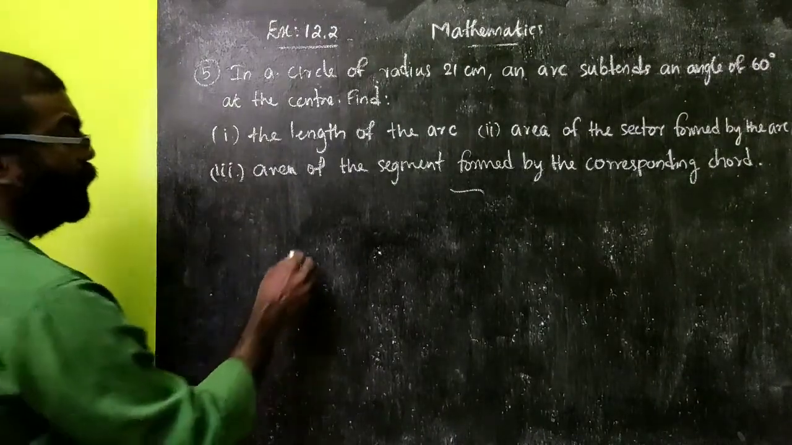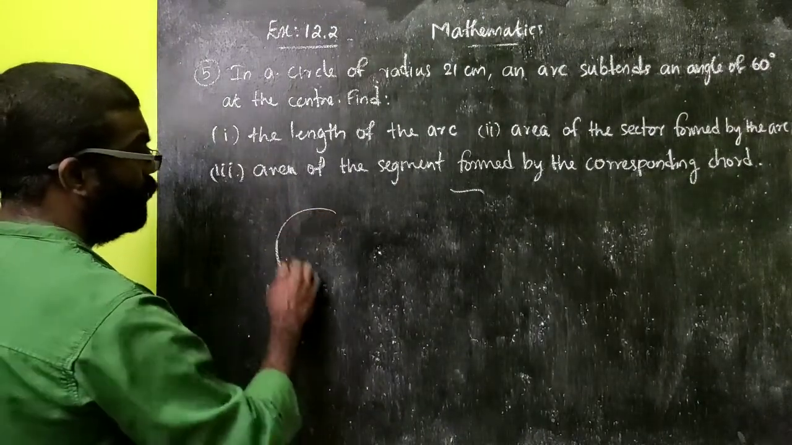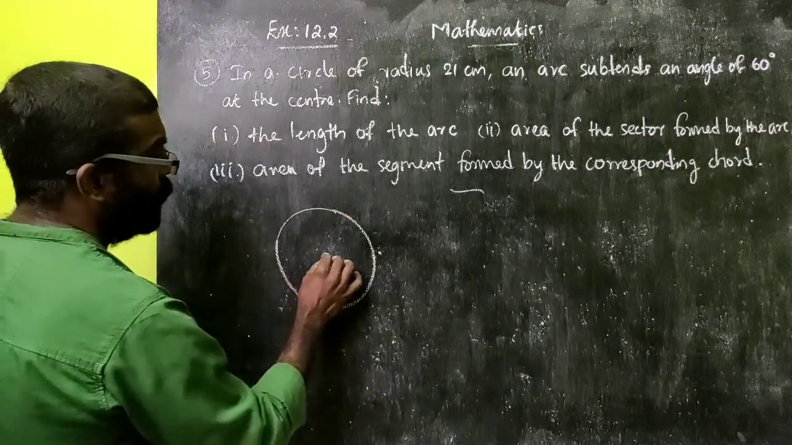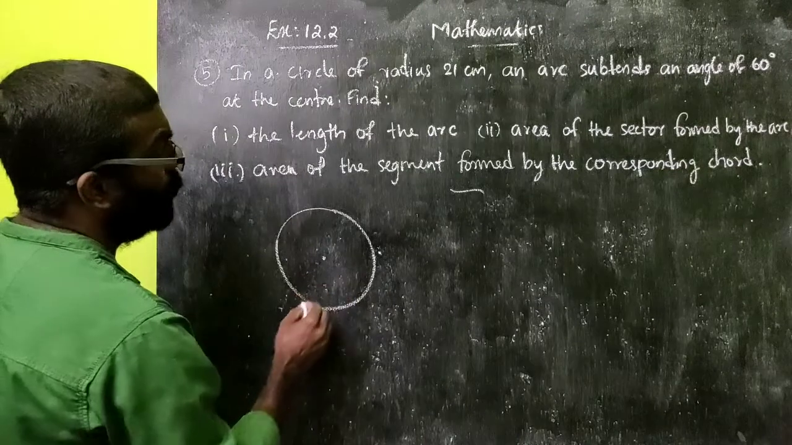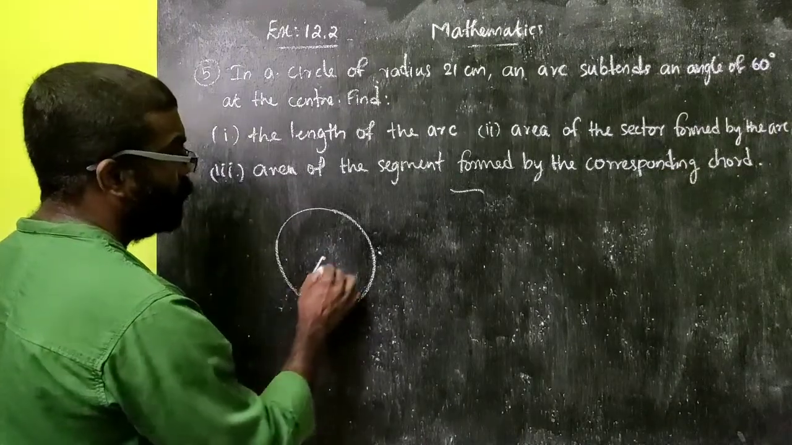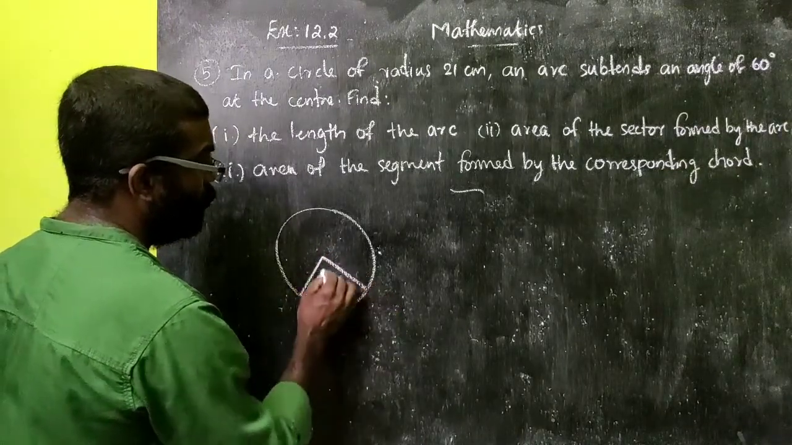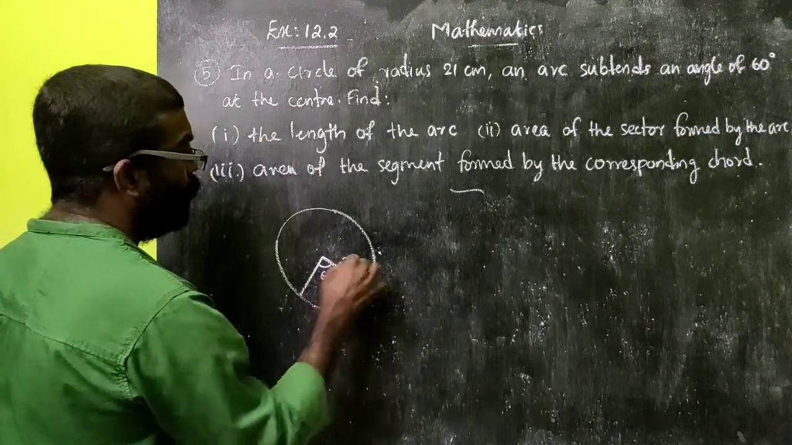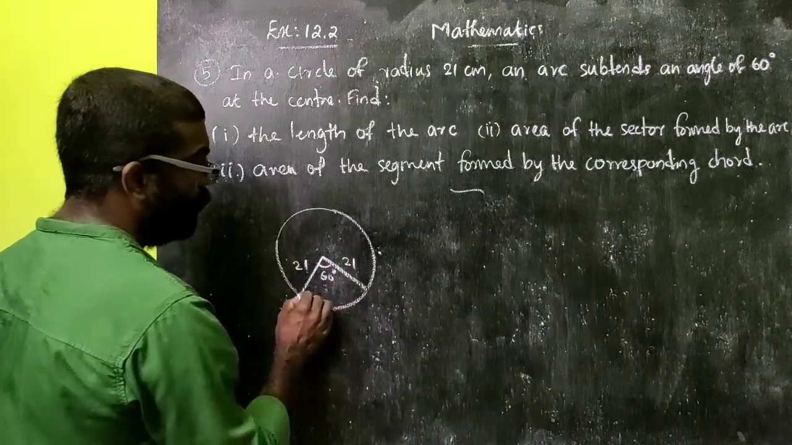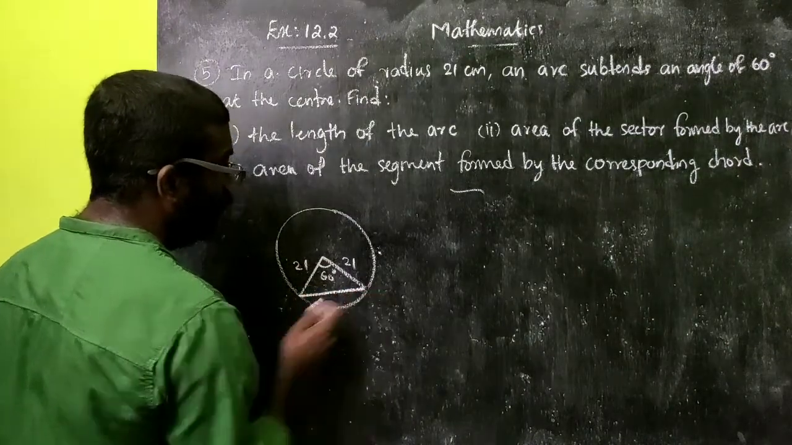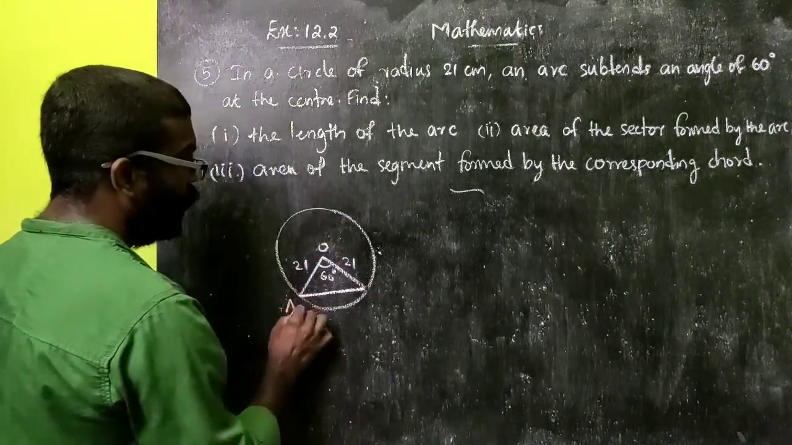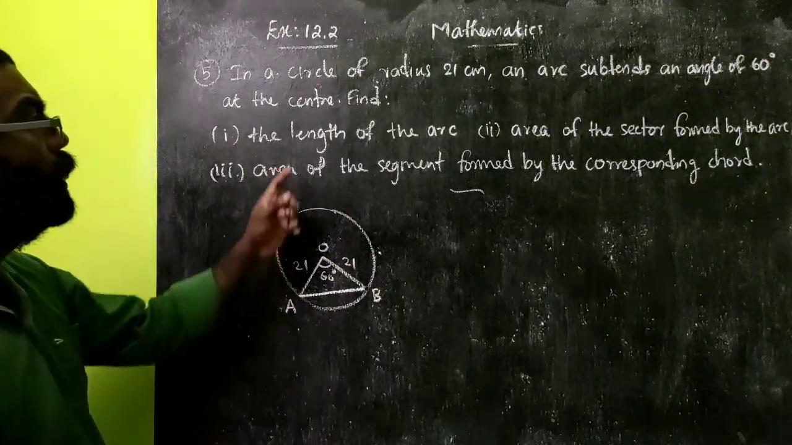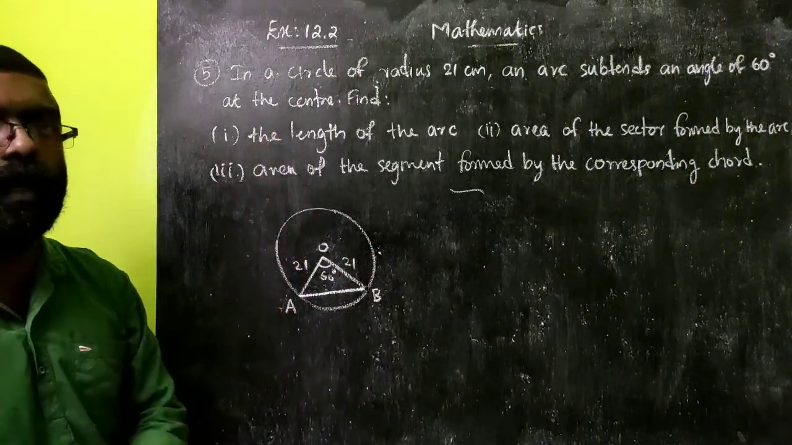So first we can draw one circle. Here it is a circle of radius 21 centimeter. The arc subtends 60 degree at the center. Here we can mark 60 degree, 21, 21. Join the corresponding chord O, A, B. First we have to find the length of the arc.